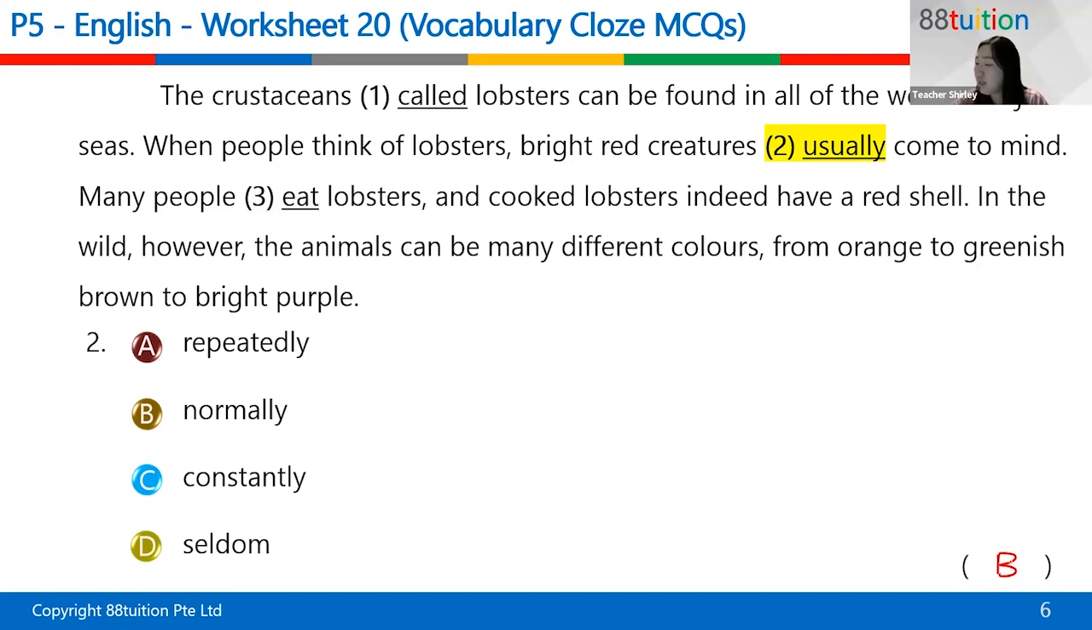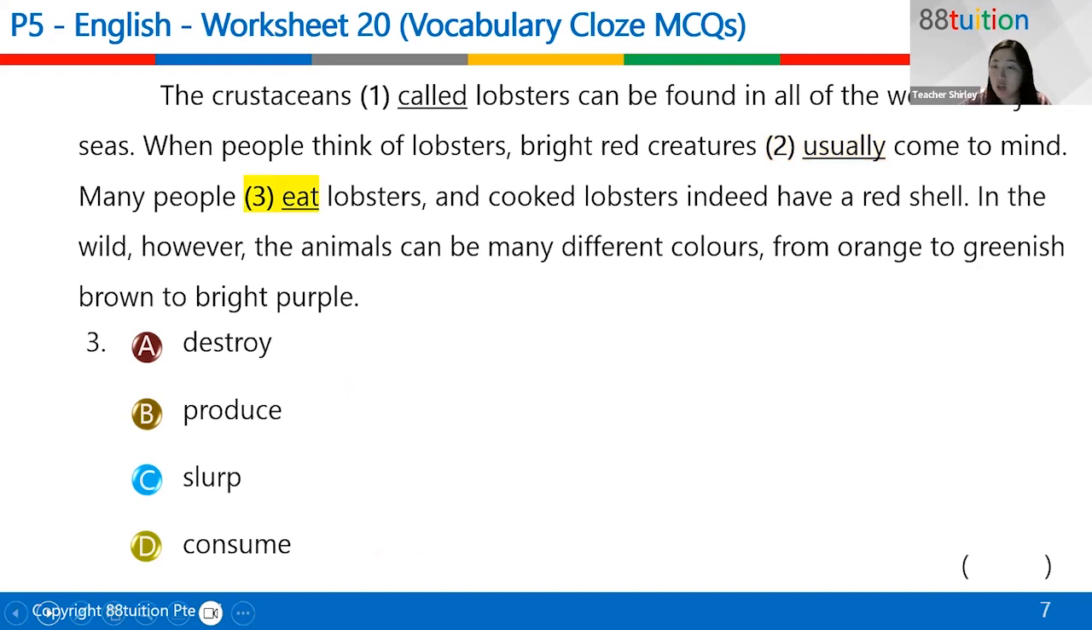Usually is an adverb. Normally is also an adverb. In fact, all three are adverbs. Seldom is mostly an adverbial of time, so still consider an adverb. In this case, normally is the one that best fits the context. We don't say that it repeatedly comes to mind. Constantly, repeatedly, in terms of the degree of meaning, is a bit far-fetched. Constantly is possible, but normally is the best.